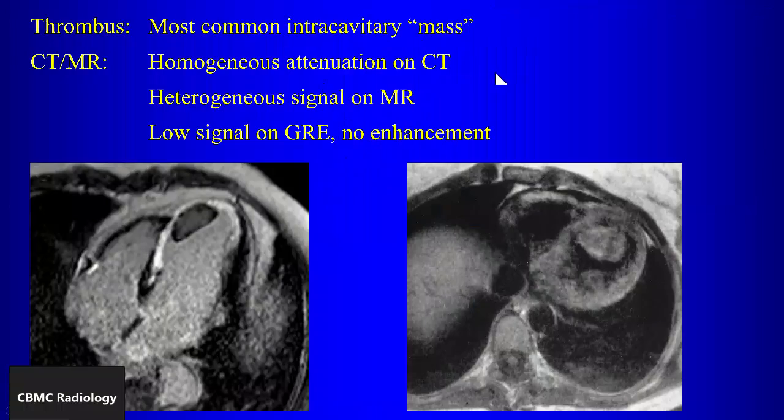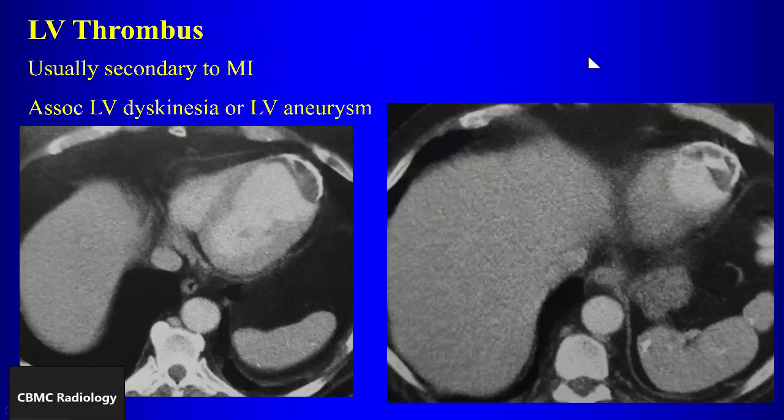So thrombus is the most common intracavitary mass. Usually homogeneous attenuation on CT, can have heterogeneous signal on MR, low signal on gradient echo images. There should be no enhancement with thrombus. And as you said, sometimes on your standard MDEs, that dark rim can also be seen with thrombus, but it always helps to confirm it with the prolonged inversion time images.